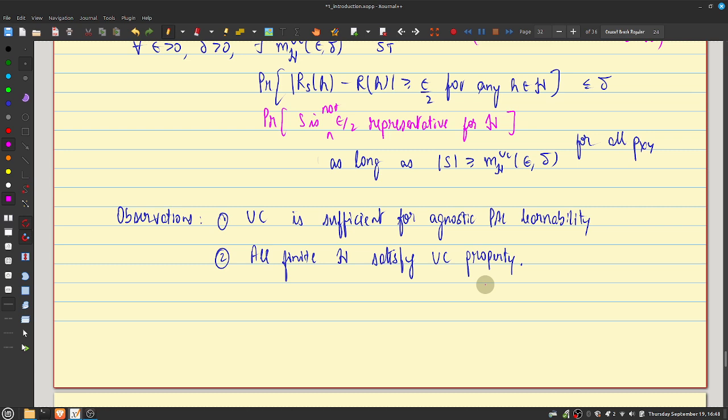Okay. So what we've seen is that uniform convergence is a sufficient condition for agnostic PAC learnability in general, and all finite hypothesis classes actually satisfy the uniform convergence property. Now, I have not proved this completely, but it's something you can do. Effectively, all you need to do is use Hoeffding's inequality.